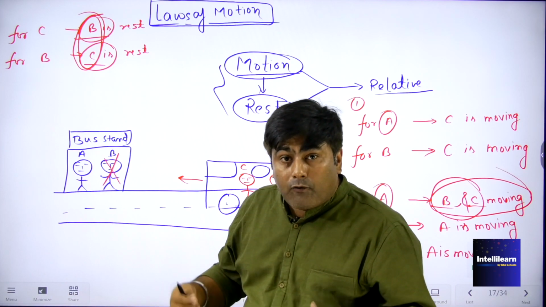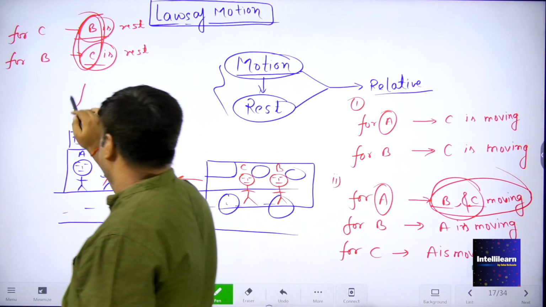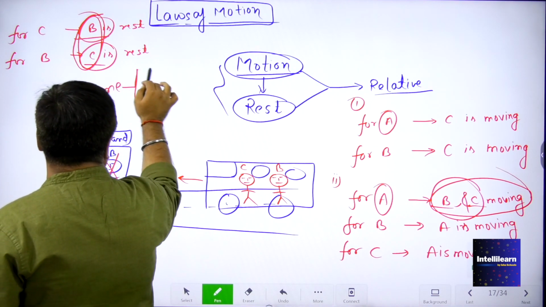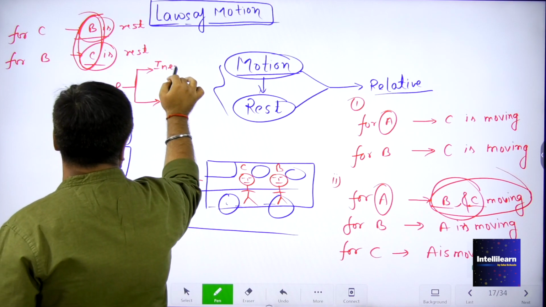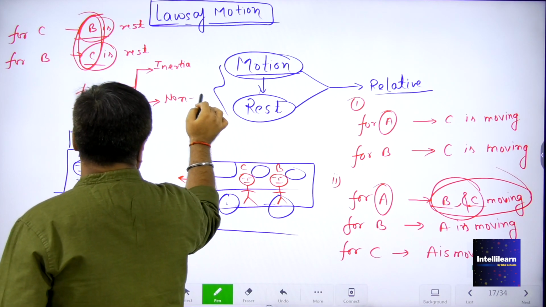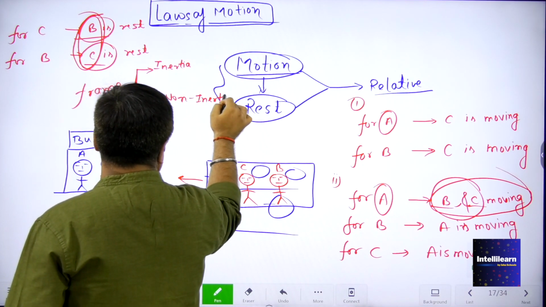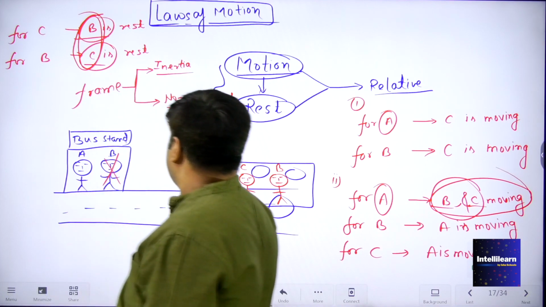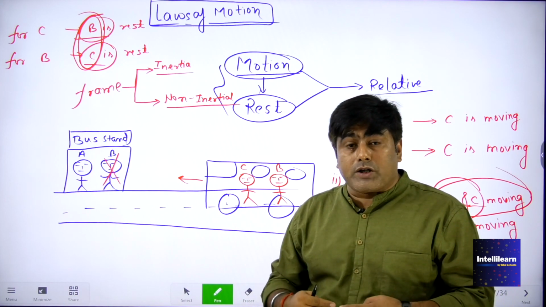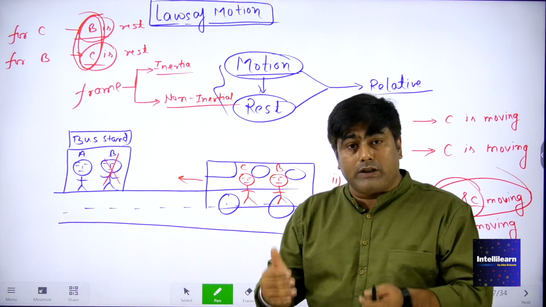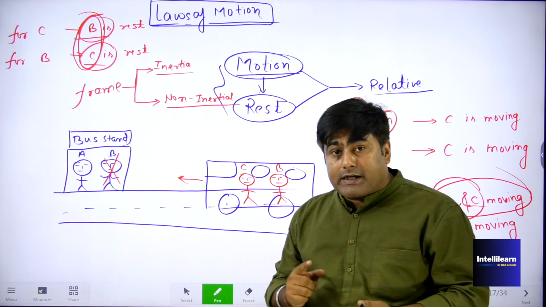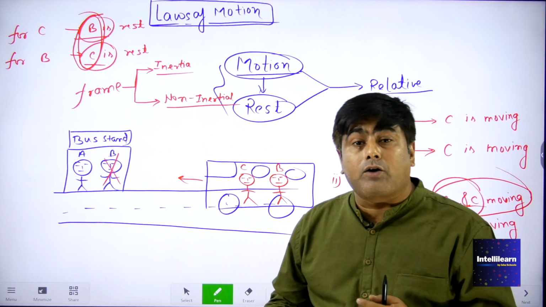What is the frame? Frame doesn't mean a photo frame. In terms of physics, there are two types of frame. One is inertial and second is non-inertial. We will talk about inertial and non-inertial later, but just try to understand frame as the position in which an observer is. So rest and motion, these two terms are not absolute, they are relative and they depend on the position of the observer. So rest and motion both are defined with respect to the observer.